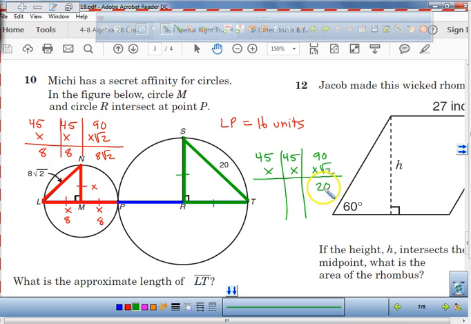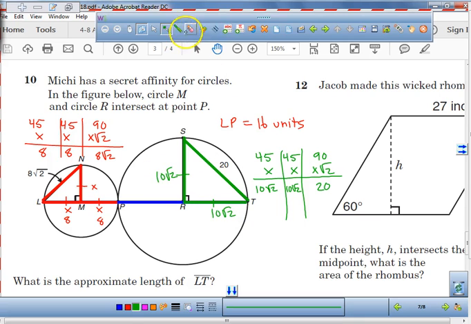Take half of it, which is what? 10. Put a 10. And what else do I have to do after I take half? Multiply by radical 2. So that's going to be 10 radical 2, and that's going to be 10 radical 2. What does that mean? That means this is 10 radical 2, which also means that the distance from R to P is 10 radical 2.